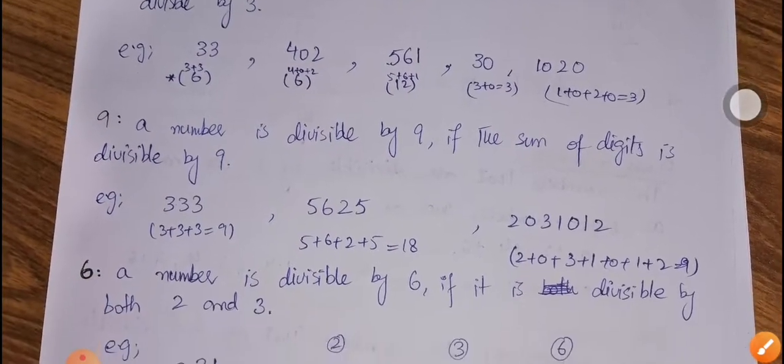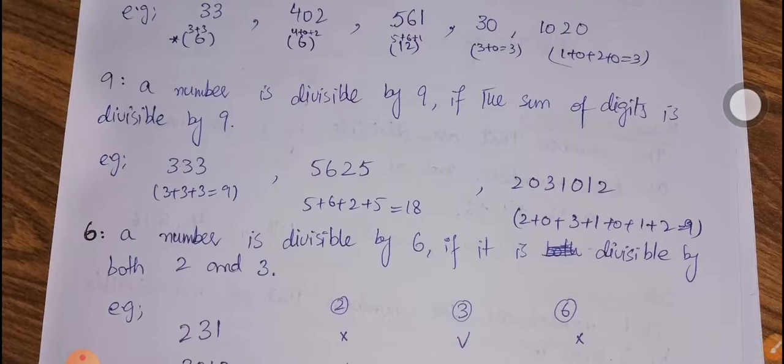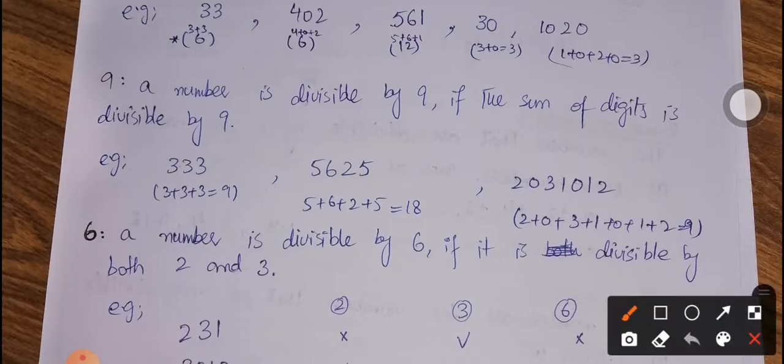We also know that 9 is equal to 3 square, so the tests for 3 and 9 are quite similar. If the sum of digits of a number is divisible by 9, then the number is divisible by 9, such as 333. Here you can see that the sum of digits is 9, that's why the number is divisible by 9. Similarly, 5625: the sum of digits in this case is going to be 18, which is divisible by 9, that's why the number is divisible by 9. So the divisibility test plays quite an important role while checking the divisibility by certain numbers.